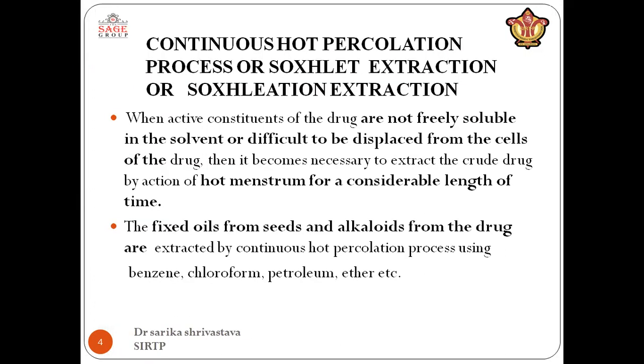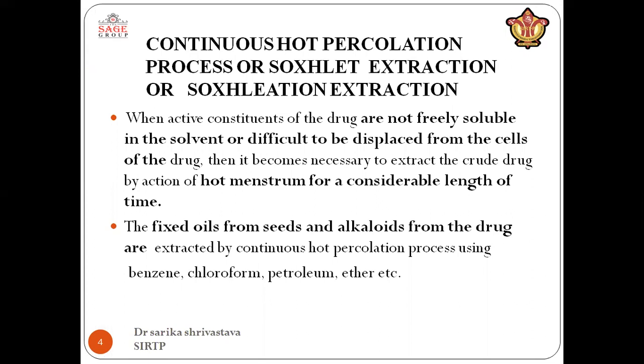The continuous hot percolation process, or Soxhlet extraction process, or Soxhlation extraction process, is mainly used for the extraction of crude drugs. Mainly it is used when the active constituents of the drug are not freely soluble in the solvent or are difficult to displace from the cells of the drug. Then it becomes necessary to extract the crude drug by the action of hot menstruum for a considerable length of time. The fixed oil from seeds and alkaloids from the drug are extracted by the continuous hot percolation process using benzene, chloroform, petroleum ether, etc.